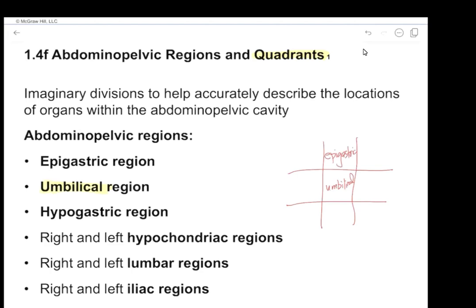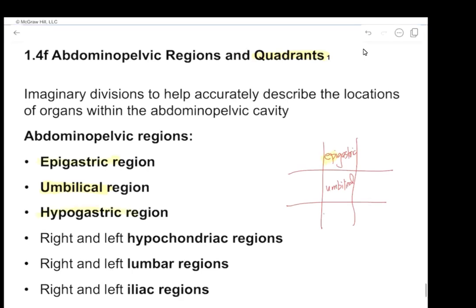And our prefix here, epi, means on top of. Gastric means stomach. And that's predominantly where the stomach is found. The one that's directly inferior to the umbilical region is the hypogastric. And again, you can look at the prefix and the suffix here. Hypo is below, and gastric means stomach.